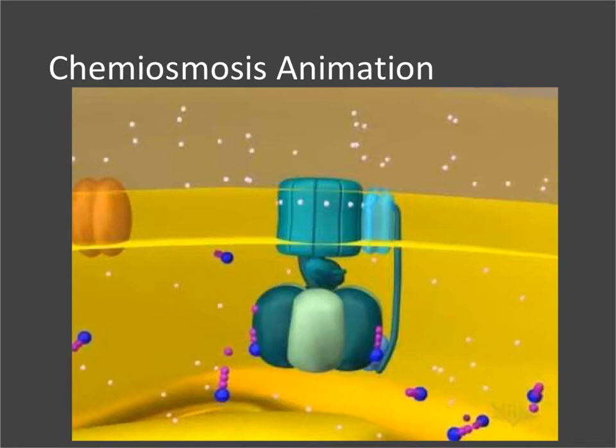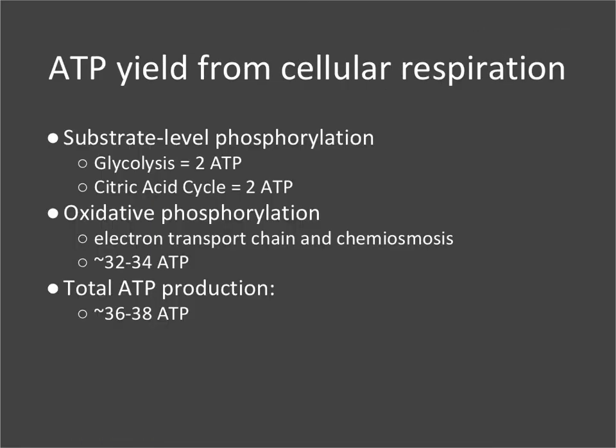And once again, I cannot play this video in this current program that I'm using, but if you go to the original Google slideshow, you can put it into presentation mode and then hit the play button in order to watch the animation, which helps to explain what happens during chemiosmosis. So let's take a look at how much ATP we made from cellular respiration.